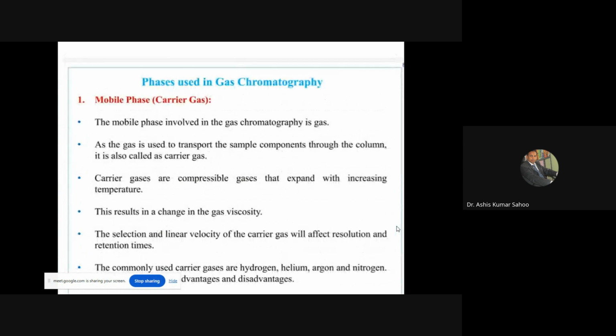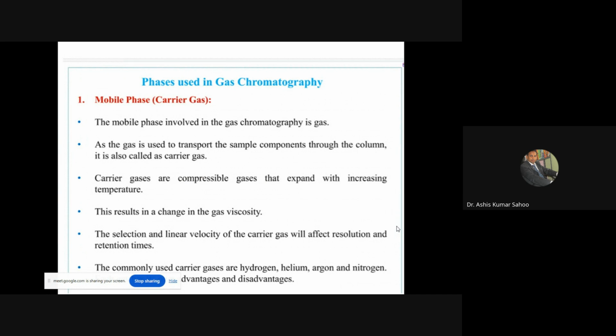So what are the phases used in gas chromatography? First, we'll discuss the mobile phase. In the mobile phase, as you know, we can use an inert gas. This inert gas can be used as a carrier gas. So mobile phase means the carrier gas in gas chromatography.